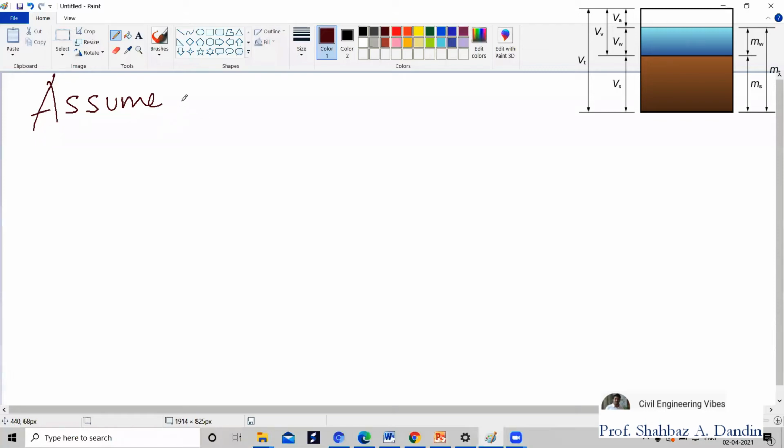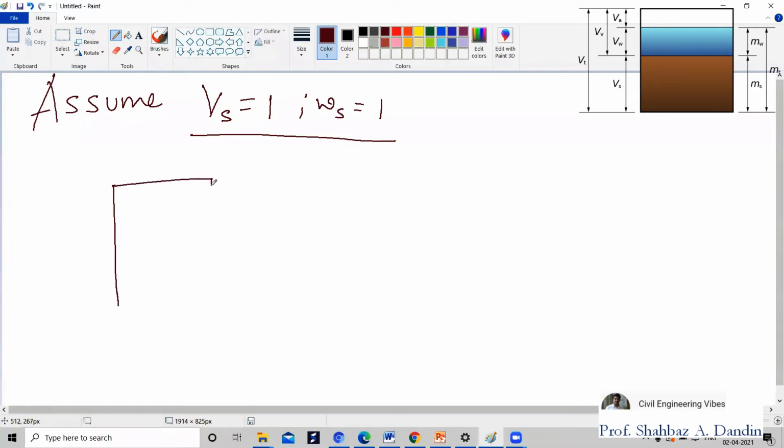Whenever I go about finding out the relationships, I always assume that volume of solids is equal to 1. Or else I'll be considering the other one, weight of solids is equal to 1. I always consider this as an assumption. Now, sir, what do you mean by this Vs, the volume of solids, or the weight of solids? Okay, I'll be drawing a three-phase diagram, please.